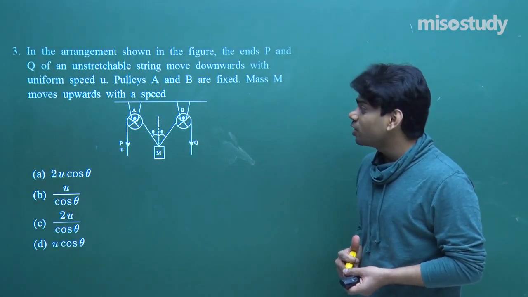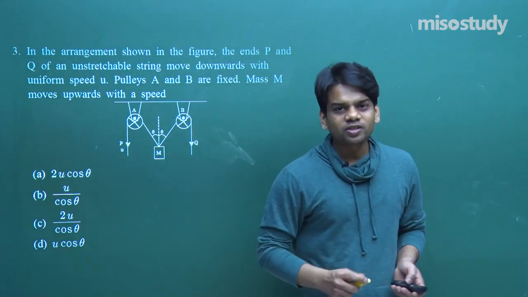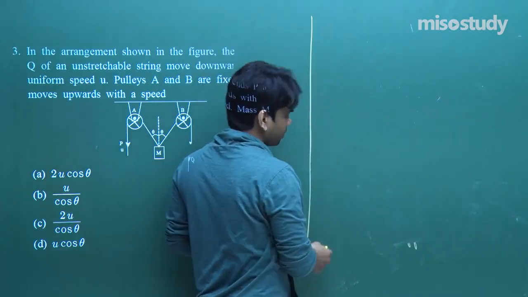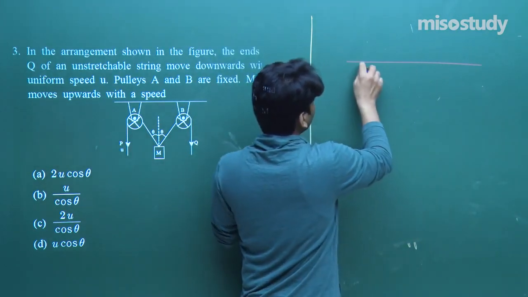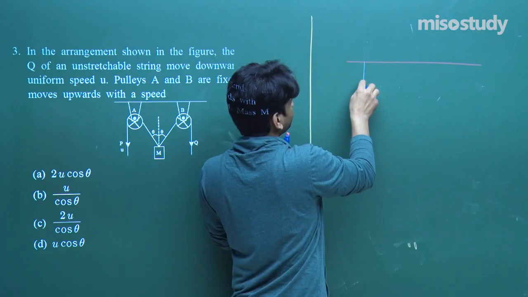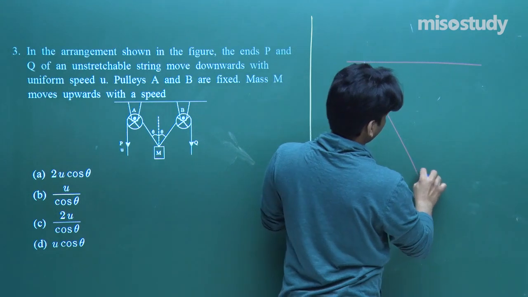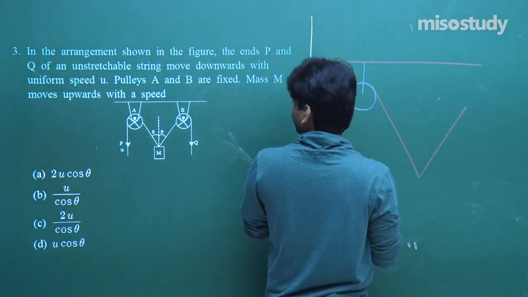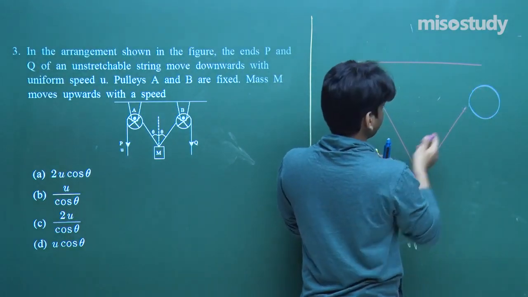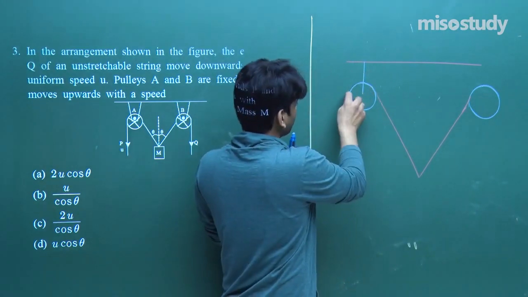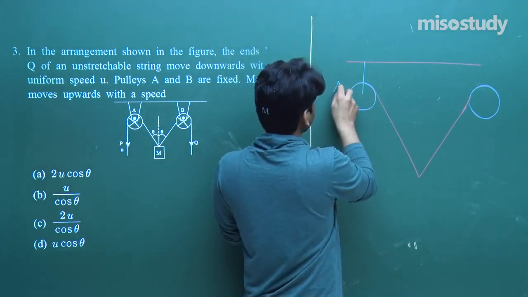Let's see how the speed of this mass M is related with the speed of this string. I will show you this diagram, elaborated diagram, how and what things are happening. First of all, we are provided with two pulleys as shown. We have two pulleys and we have a string connecting a mass. This is what we are provided with. We have got two pulleys here. Now this string flows through this pulley and it's coming down with some velocity. This is pulley A, this is pulley B.